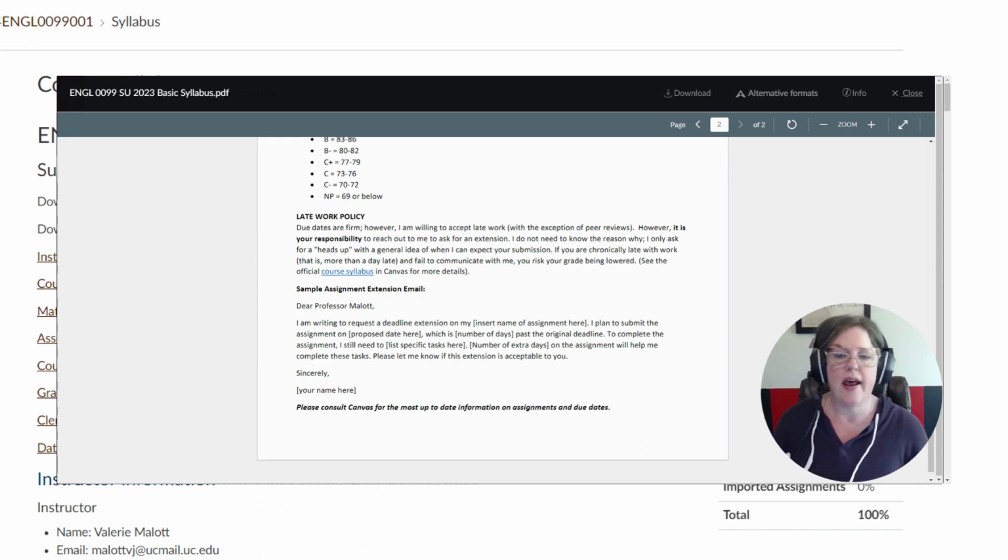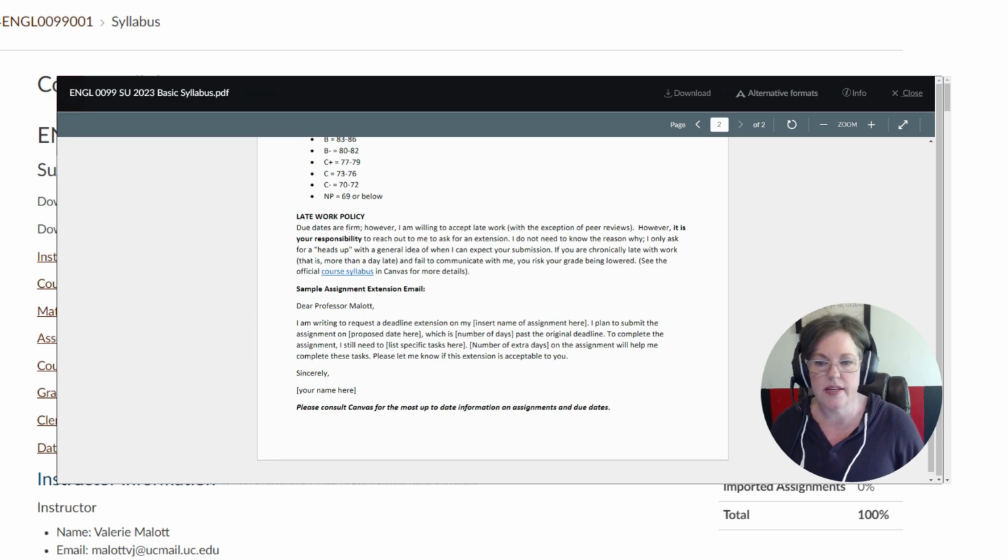And underneath that, I have a sample assignment extension email. You can copy and paste this into an email. I ask that you make your requests through email, not through text. Texting is just, I can't keep a record of that. This way, I have it on record, and then when I go to grade, I'll be like, oh, yes, the student emailed me. They're fine, right?